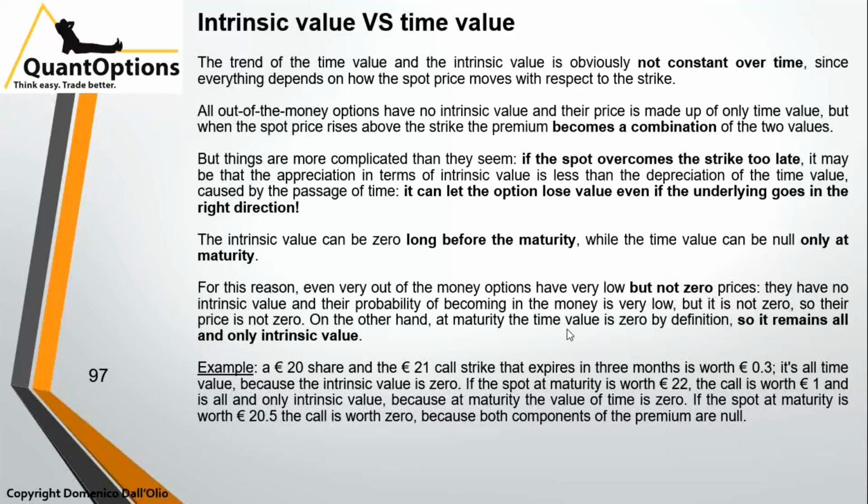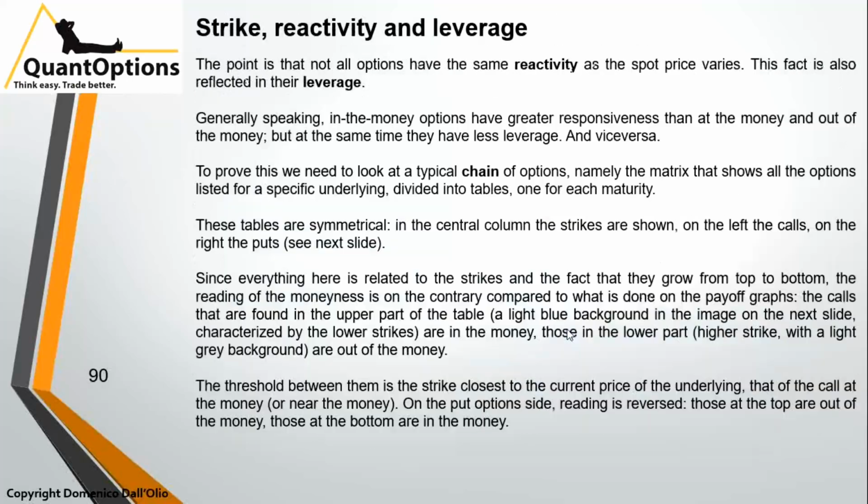If the spot overcomes the strike too late, it may be that the appreciation in terms of intrinsic value is less than the depreciation of the time value caused by the passage of time. It can let the option lose value even if the underlying goes in the right direction. And this is another, let's call it, drawback of being buyers of options. Let's go back to the chain in order to better understand this.